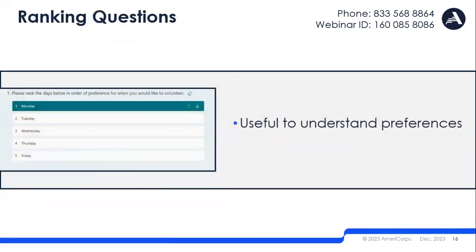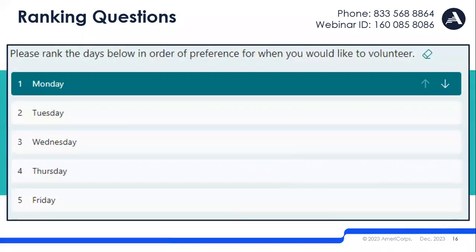And then ranking questions are another type of close-ended question. This can be really helpful when you're trying to understand volunteers' preferences. So this question on the screen is seeking to understand volunteers' schedule preferences, and it's asking them to rank the days of the week in order of preference for when they would like to volunteer. I used a program in Microsoft Office to create this question, and so it's free to anyone that has a Microsoft Office subscription. And so we're going to share the link to this tool and others to help you develop surveys.